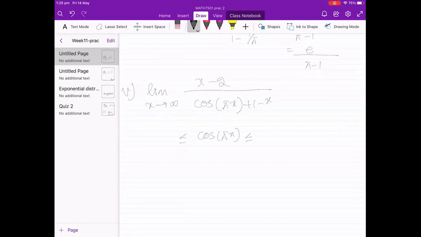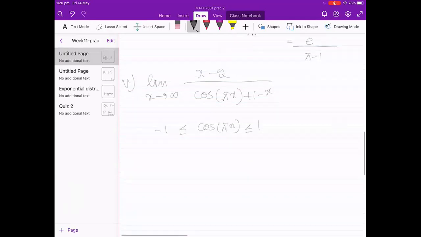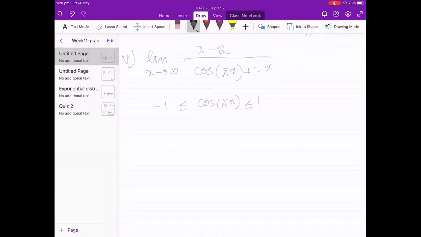Yeah, what's the bound? What's the bound for cos x? Cos x is between which two values? Yeah, so it's the same. Only the frequency changes in this case. Okay, but still it's between -1 and 1.